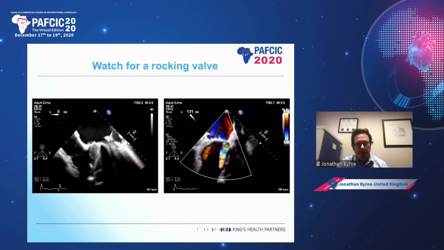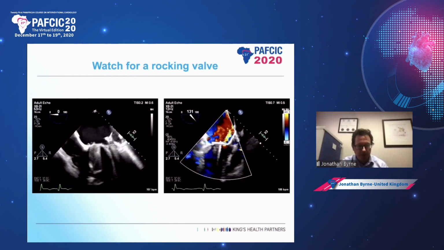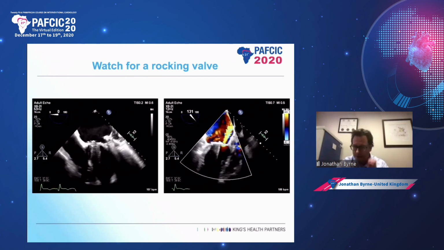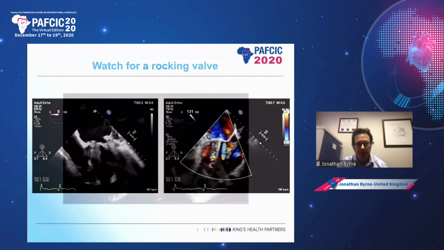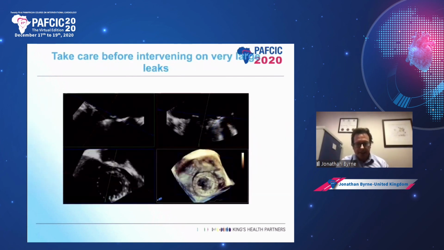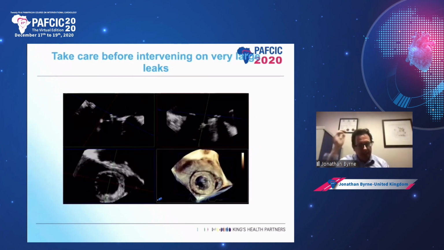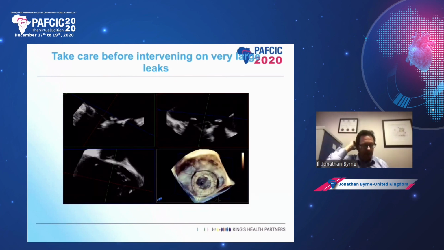This can sometimes be very easy to spot, sometimes it's more difficult, and it's sometimes fairly progressive. So you see more movement on a valve, sometimes you bring them back for the final procedure. I think it's important to understand the anatomy and take care before intervening on very large leaks. And the problems we've had with paravalvular leak closure is when we've not properly understood the anatomy.